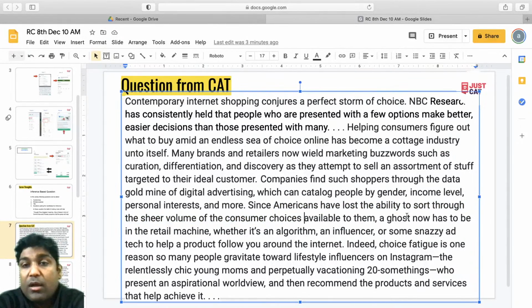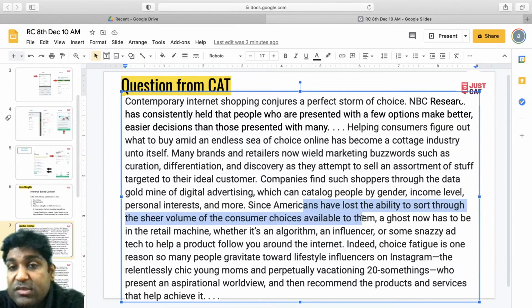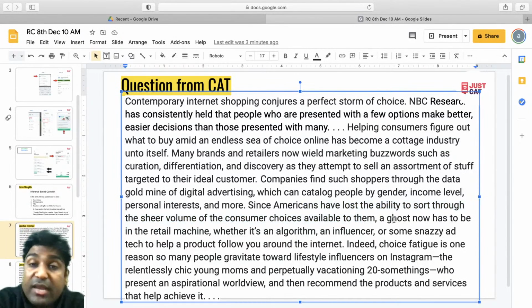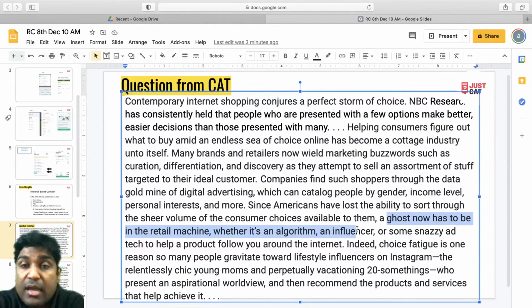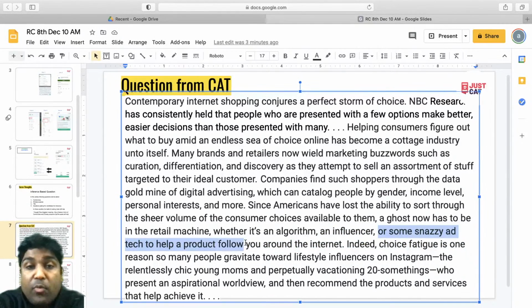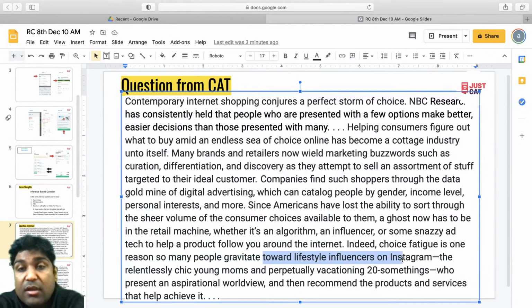Since Americans have lost the ability to sort through the sheer volume of choices available to them, a ghost now has to be in the retail machine, whether it is an algorithm, an influencer, or some snappy ad tech to help a product follow you around the internet. Indeed, choice fatigue is one reason so many people gravitate towards lifestyle influencers on Instagram.